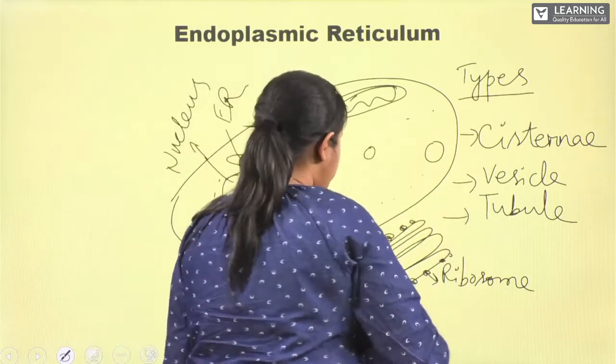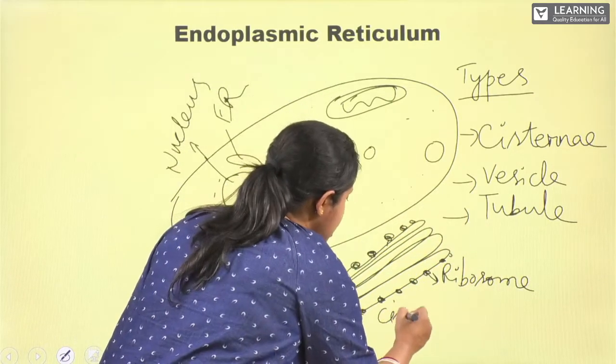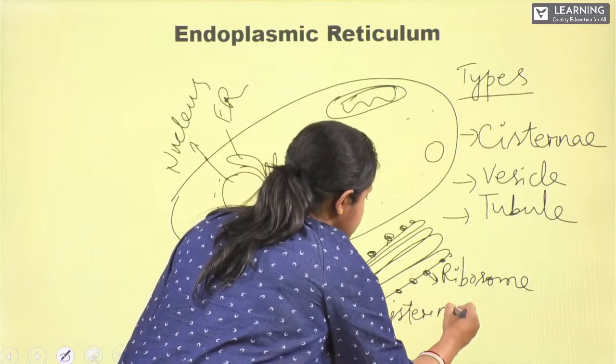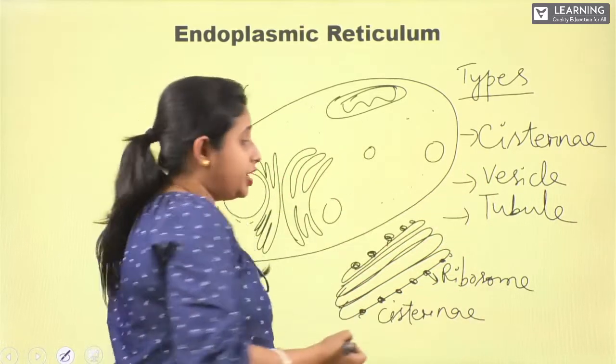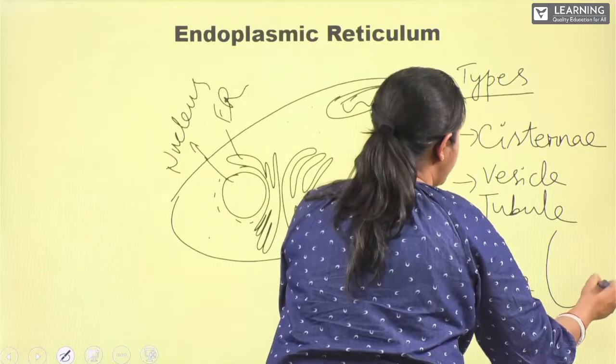Now what about this vesicle? So this is the cisternae. Now what about this vesicle? These vesicles are round spherical structures.